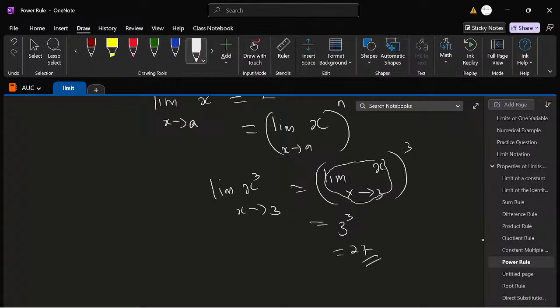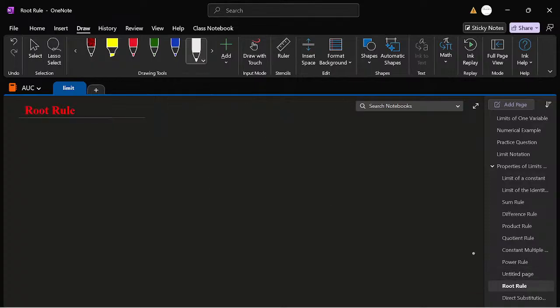Another one, let's look into the roots rule. In this case, f of x will be equal to a radical, like this root. It can be any other one. So it will be the limit as x approaches a of x to the power of 1 over n. I think you understand it now, so we can just be solving this directly.